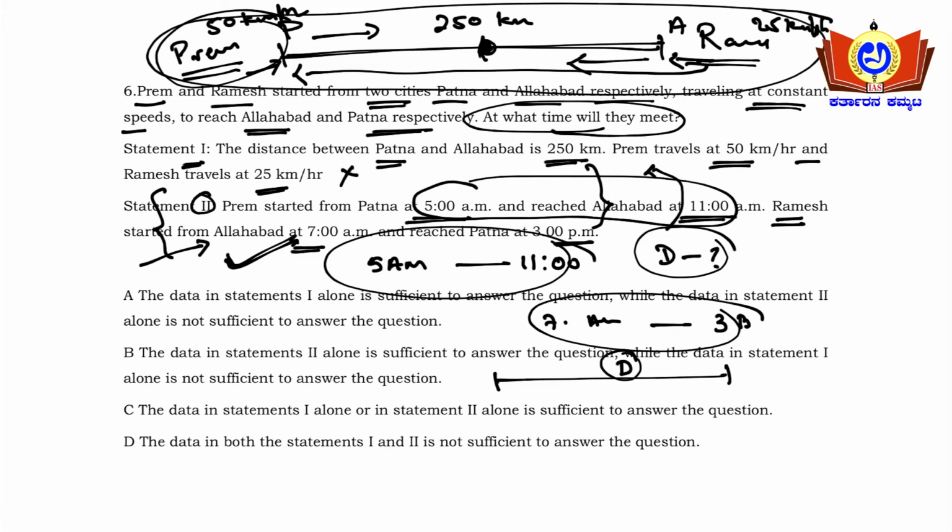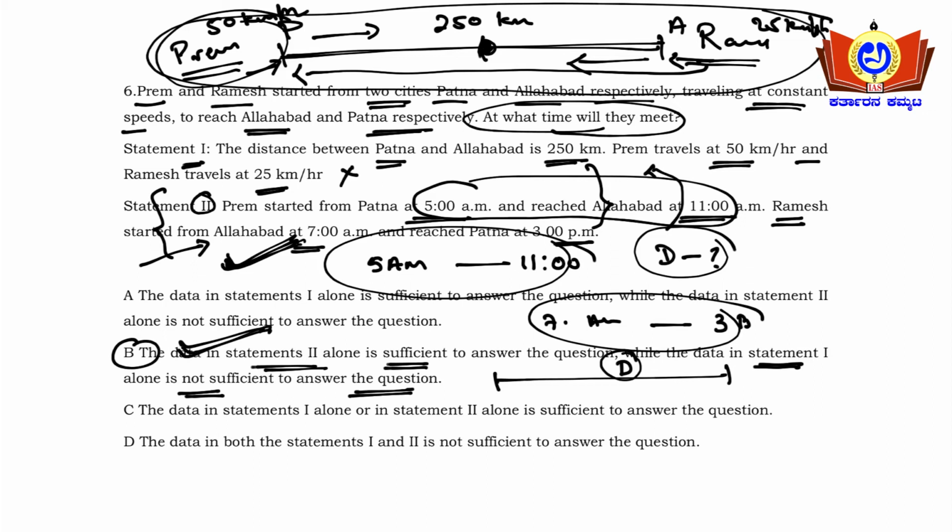Again I am telling you, you need not solve the question or arrive at the answer. You only need to examine whether it is possible, with the data, to arrive at an answer. Hence statement 2 alone is sufficient to answer the question, while the data in statement 1 alone is not sufficient. Option B will be the right answer, my dear friends.